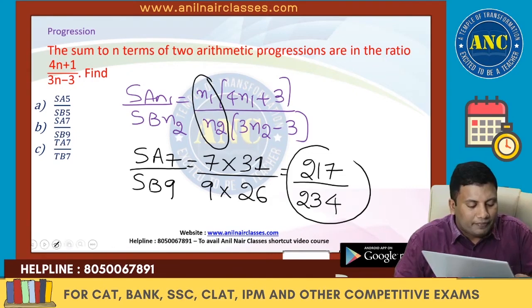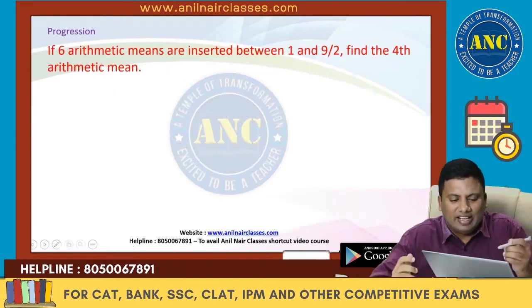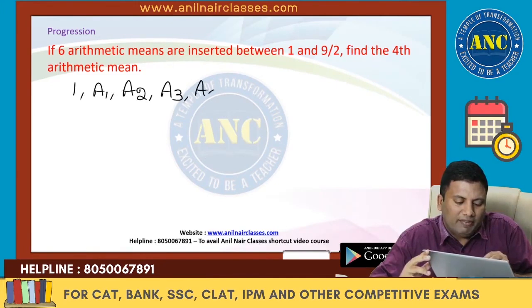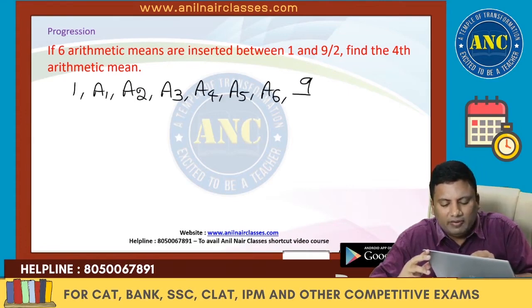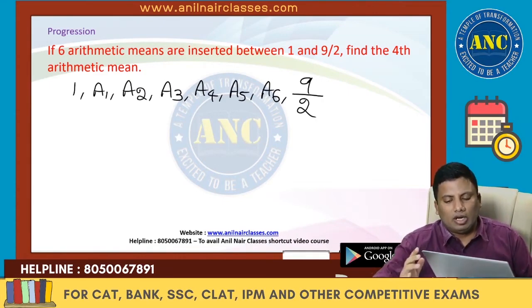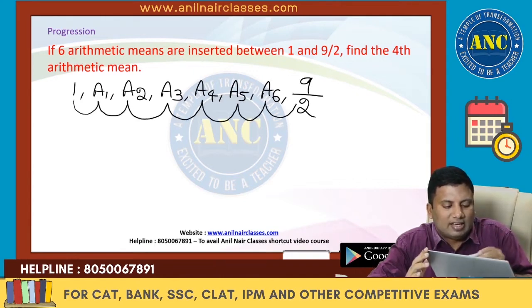Next one. Now it is an easy question. If 6 arithmetic means A1, A2, A3, A4, A5, A6 are inserted between 1 and 9 by 2. Now see here, how many gaps are there? 1, 2, 3, 4, 5, 6, 7. There are 7 gaps.